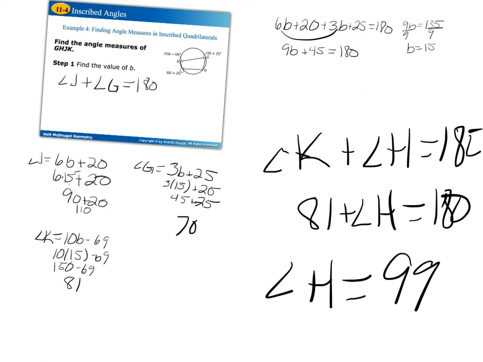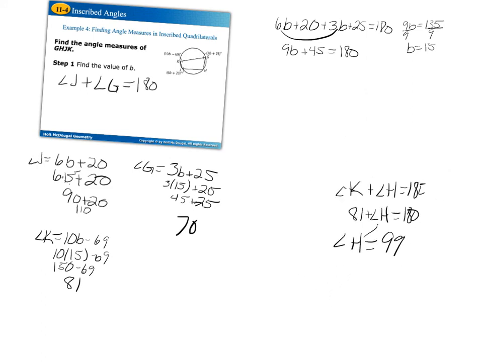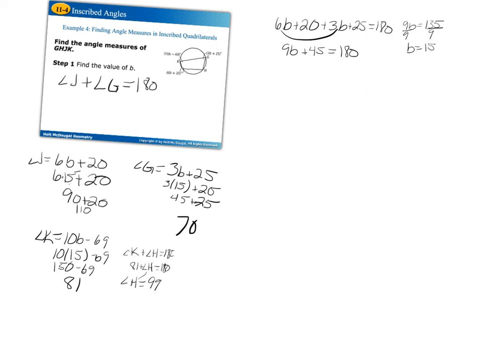Okay, so here are my four answers. Again, always make sure you're answering what they're asking. Don't just put b equals 15 and be done with it. Find the angle measures of G, H, J, K. 110, 70, 81, and 99 are the measures of each angle. So you have to make sure you're doing what they're asking.